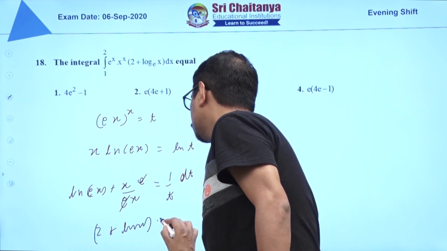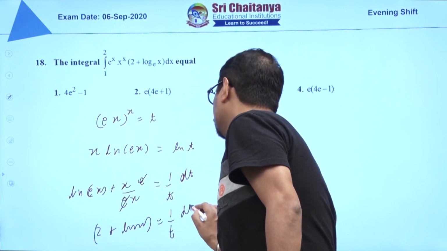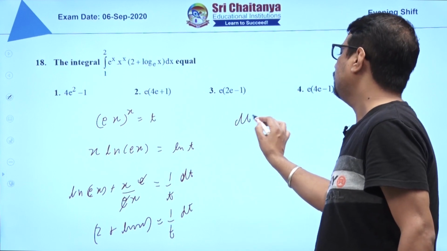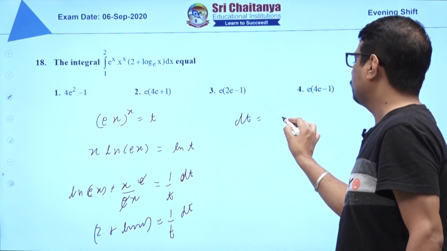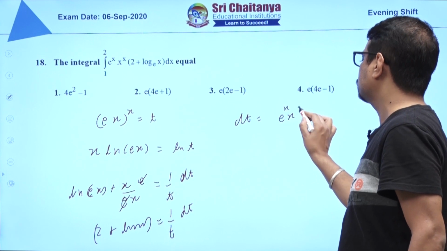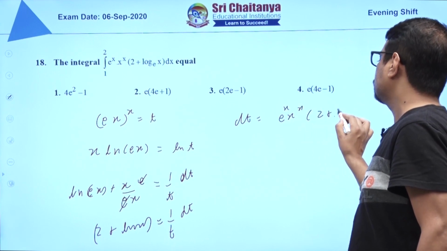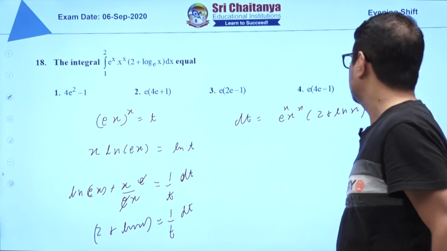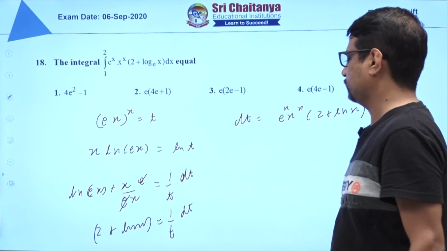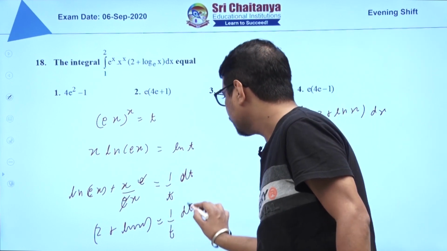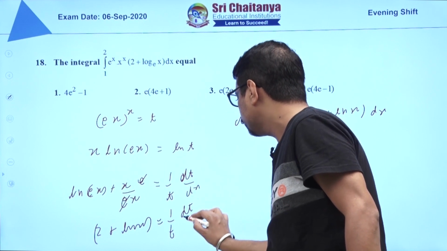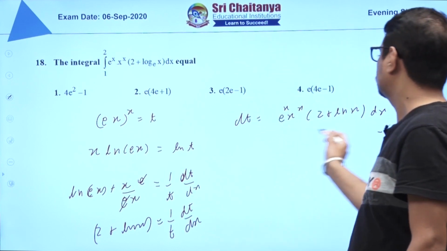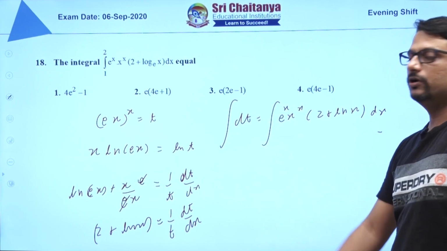This is equal to what? 1 by t dt. So what is dt here? If you will see, dt will be equal to t, if you take there, it will become e^x raised to power x into 2 plus log of x into dx. Here I forgot dx, so here you may write dx as well. So clearly this is your integration.